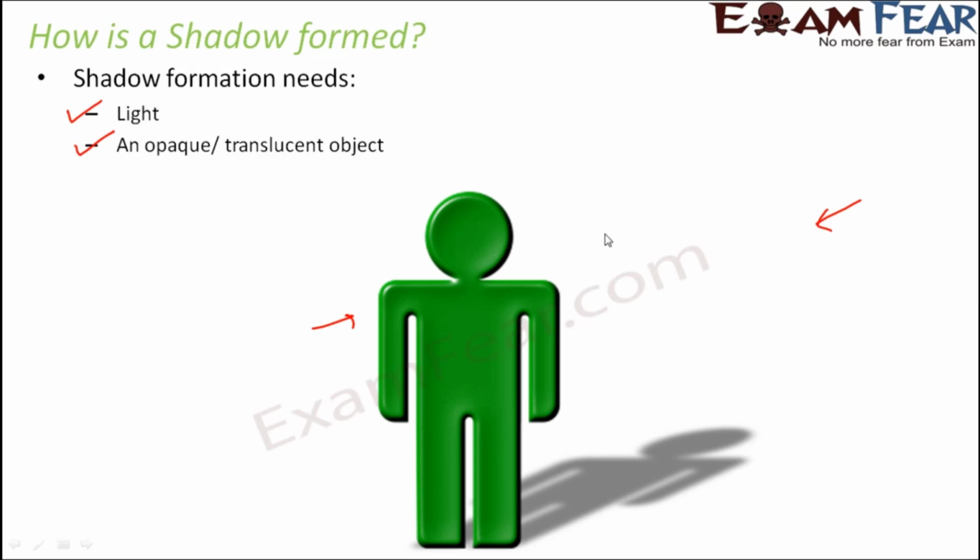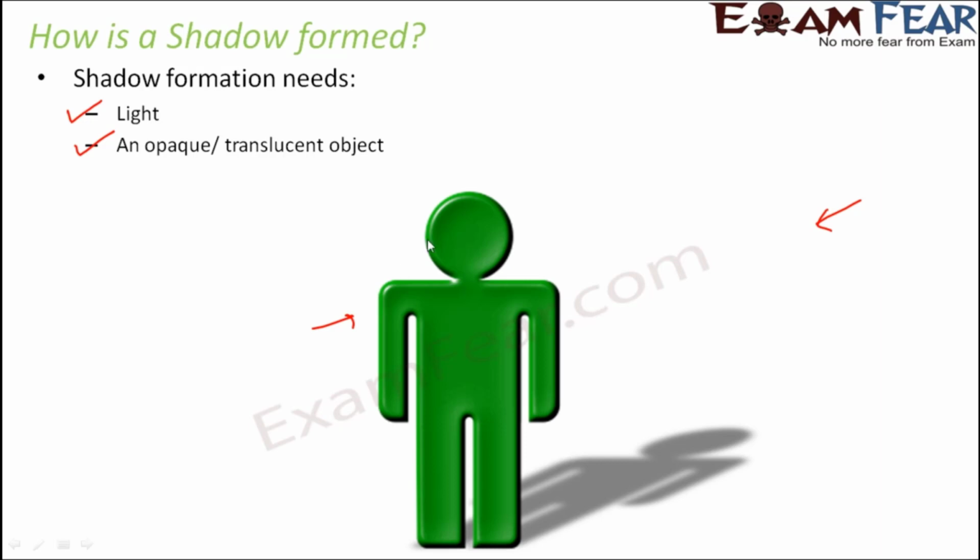So even though an opaque object is present in presence of light, shadows will not be formed, because there is no such area where light is completely blocked by an opaque object. So maybe in this area light is blocked by this object, but from this side light is able to reach here. So shadows will not be formed. So shadows are basically the dark areas where light doesn't reach.